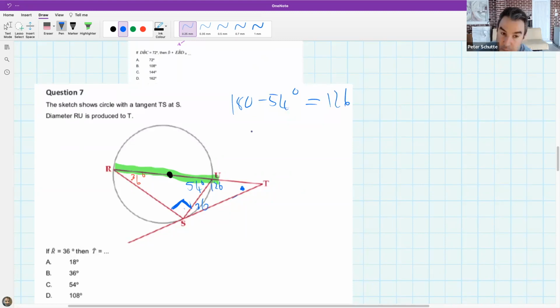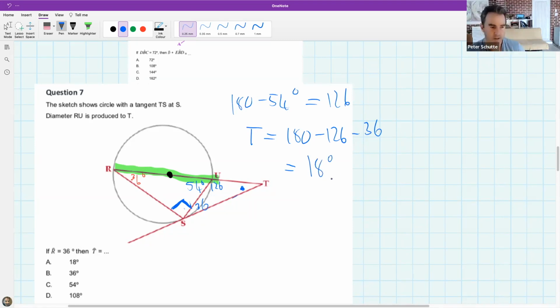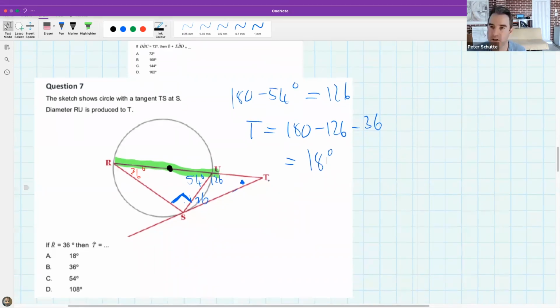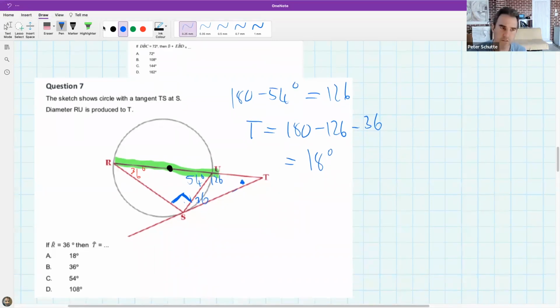And again, there could be other ways to do it, but I was thinking then T should just be 180 minus 126 minus 36. And what do we get for that? I think we get 162, which leaves us with 18 degrees. So this was quite a bit harder, but that's because we're building on these questions. So let's just go through that from the top.